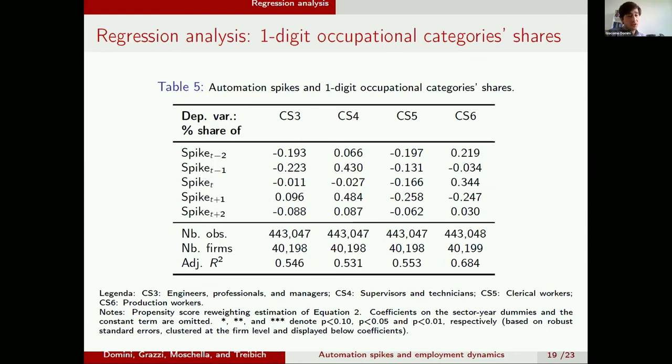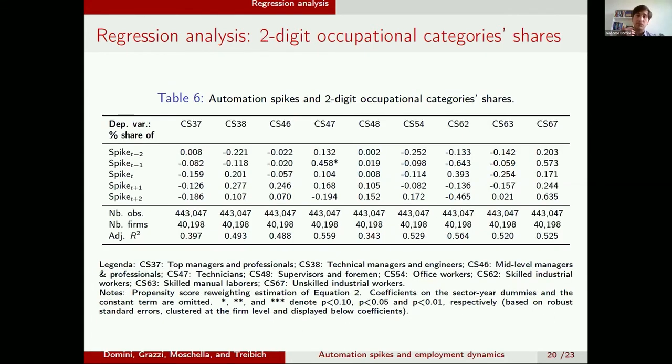What happens to the composition of the workforce? Well, the results are pretty clear about this. There's not much happening on this side of the story. As you can see, one-digit occupational category shares are not significantly impacted by spikes. This is not just a matter of aggregation. If we go down to the two-digit level, we find a similar picture of lack of significance. And interestingly, the only mildly significant coefficient, at the 10% level, is associated with category 47, which is one of the two categories that we identified as techies.